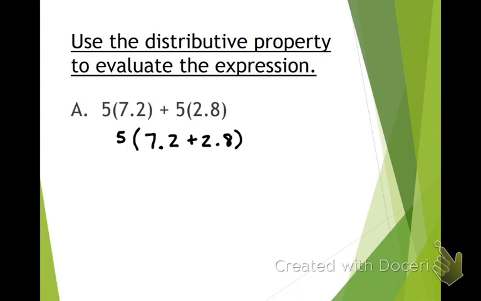Guys, what's 7.2 plus 2.8? 10. Okay, so we're going to bring that down. We do the parentheses work inside the parentheses first, and then still I've got to multiply it by that 5. Guys, what's 5 times 10? 50, and that is your final answer.